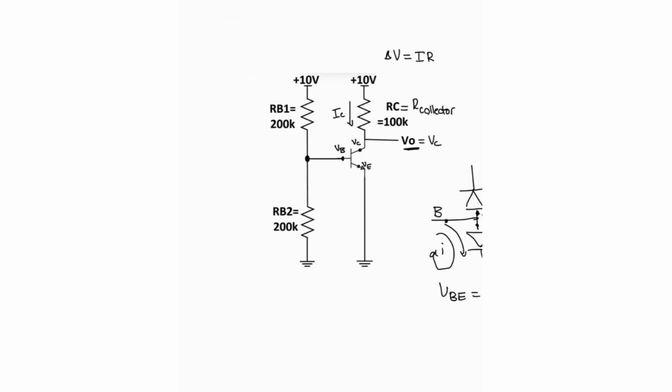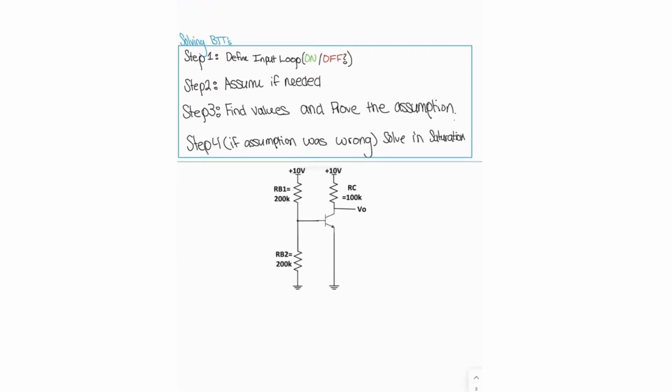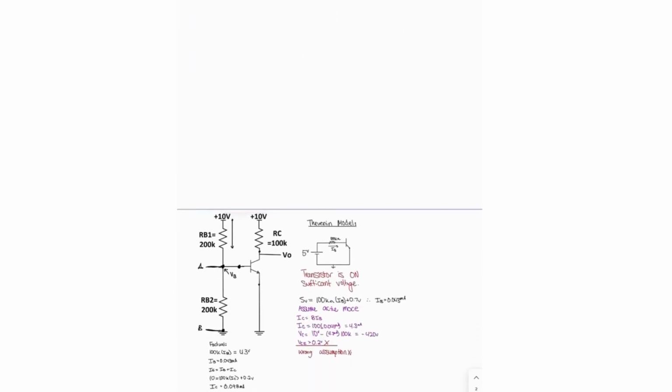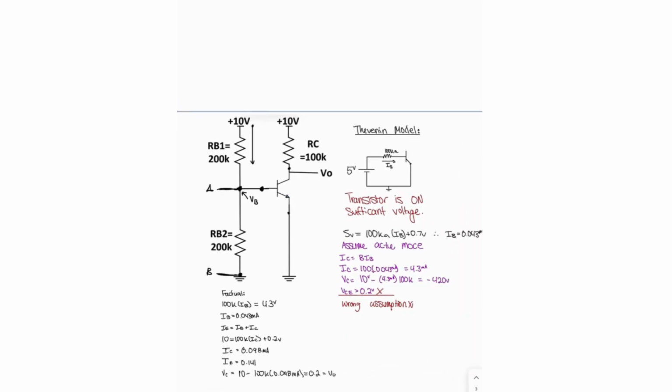I want to give you guys some steps to make it easier when you're solving these BJTs. Step one is to define the input loop. We'll go back to these steps as we proceed. Our input loop is going to be the base and the emitter, this current here. If the emitter is pointing outwards, then current has to flow from the base to the emitter, and we have to prove that.